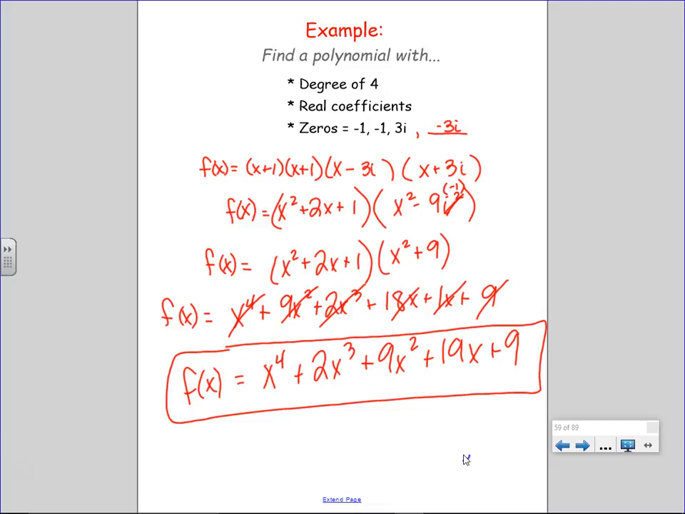Oh, did I multiply right? X to the 4th, 9x squared, 2x cubed, 18x, 1x. There should be one more. Went too fast. 9x squared plus 1x squared is 10x squared, plus 18x, plus 9. And I didn't write my squared. Woo! So the polynomial is a polynomial with a degree of 4 with only real coefficients and with zeros of -1, -1, 3i, and -3i. Does that make sense?